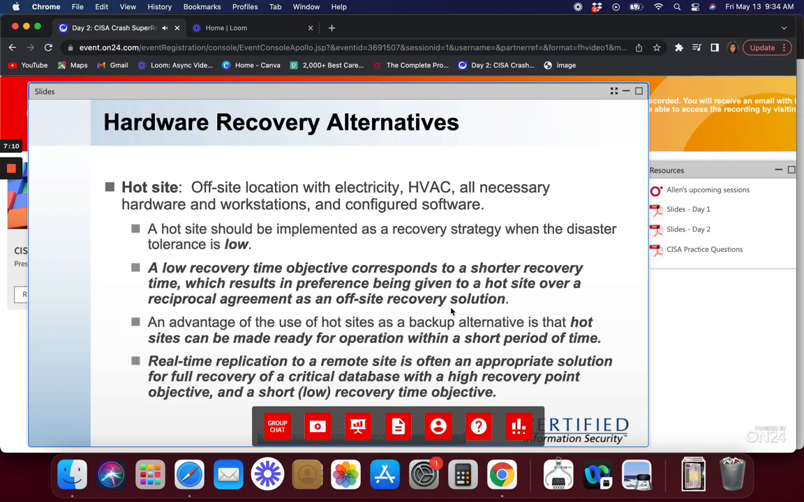Hardware recovery alternatives. Again, it goes back to anything that has power is potentially going to lose power and therefore cause potential disruption. Anything, we say in IT, anything with moving parts needs to have redundancy and fault tolerance. We've already talked about these exam preparation type questions before. It's a bit redundant here.